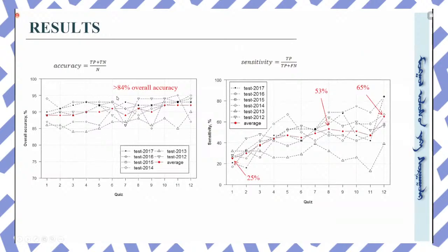The model showed an overall accuracy of over 84%. But in terms of the sensitivity, the number of correctly predicted failing students is shown in this graph. Only after 1 week of the semester, 25% of the failing students are correctly predicted. And in the middle of the semester, for example the eighth week, 53% of the failing students are correctly predicted.